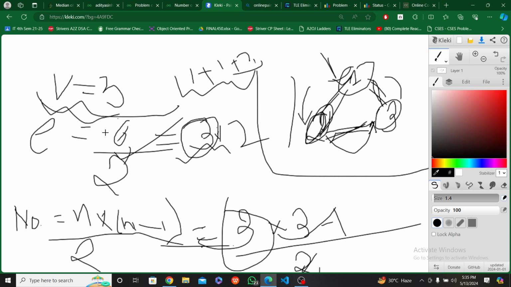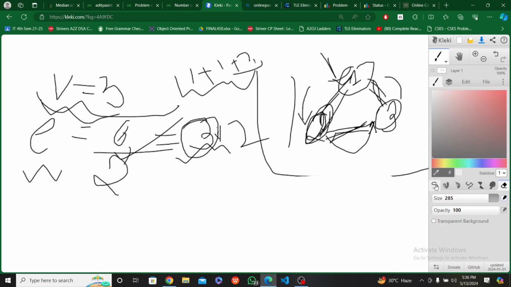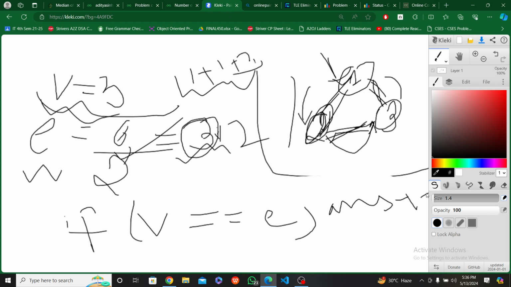We have vertices, we have edges, so we can say that if the condition is that v is equal to e, that means my answer will be plus plus. Okay, that is a simple logic for that.